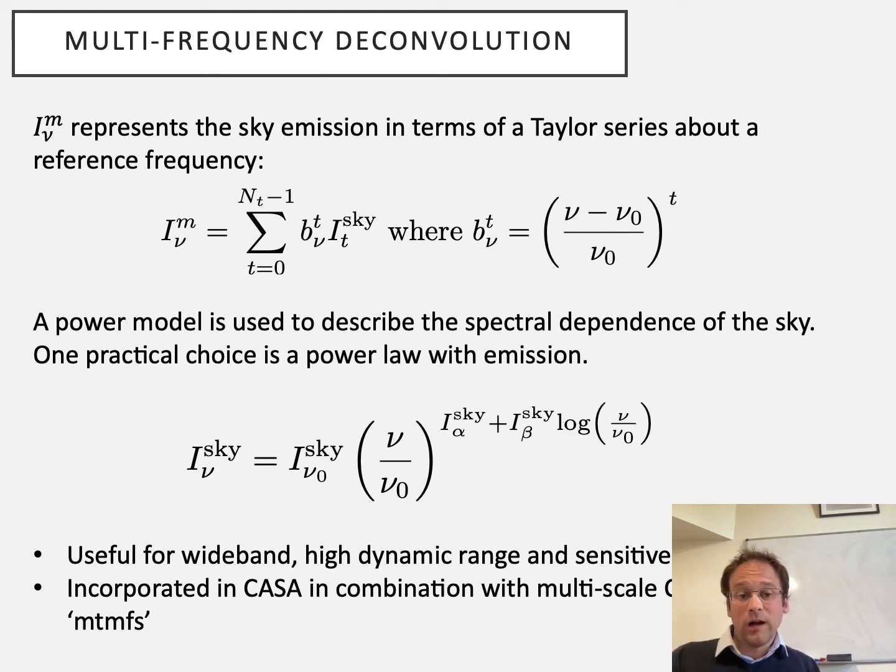You can then use these Taylor terms, assuming your source is based on a power law spectrum, to recover things like the spectral index and the curvature of the spectral behavior of your sources using these Taylor term images. This is very useful, of course, when you have very high dynamic range and sensitive observations over a wide band, to be able to recover the spectral behavior of your sources. This is also incorporated into CASA as part of its multi-scale clean.